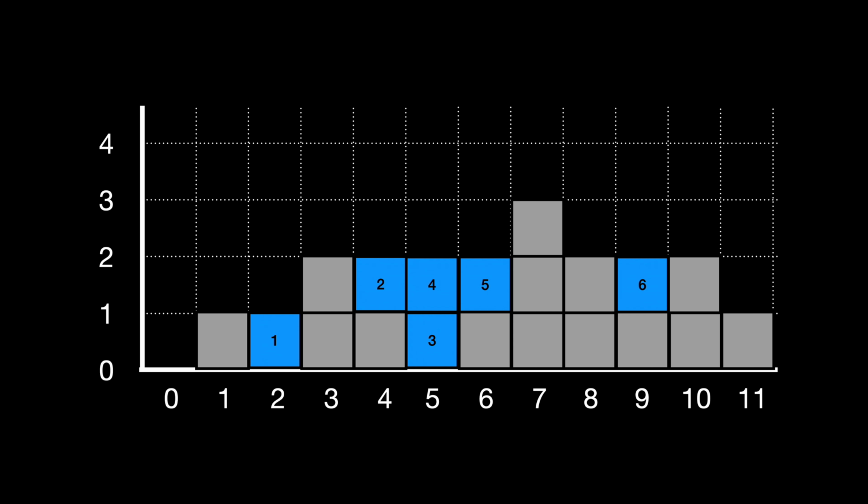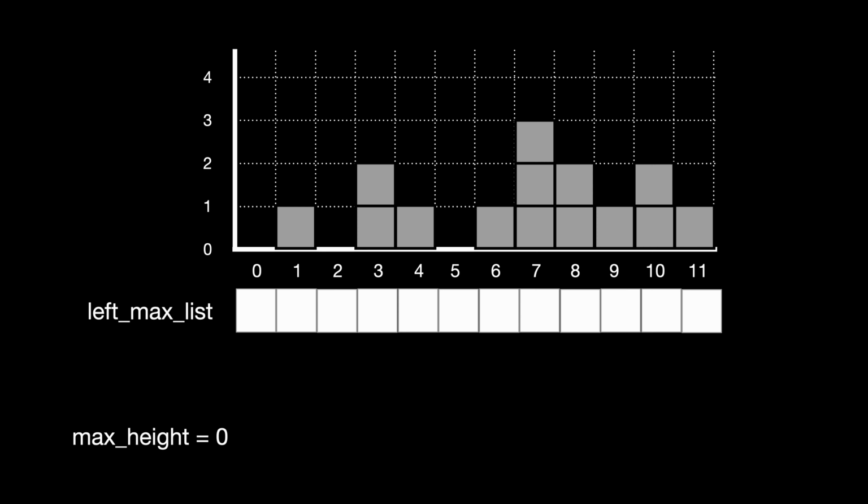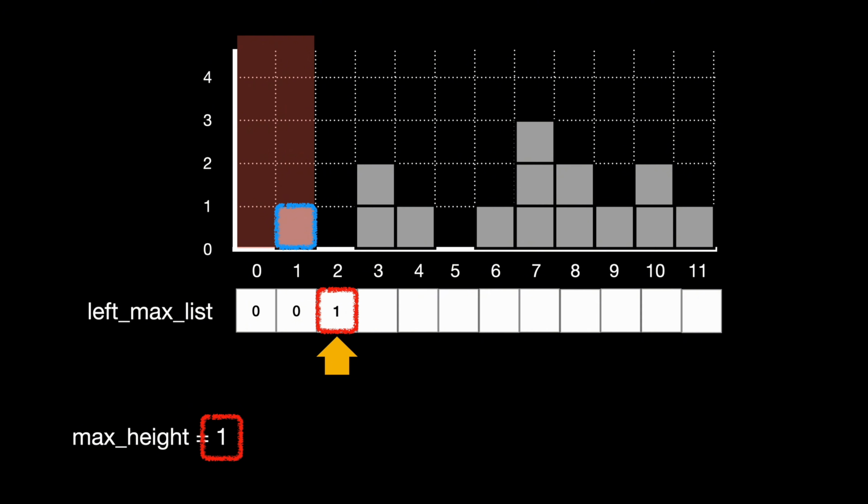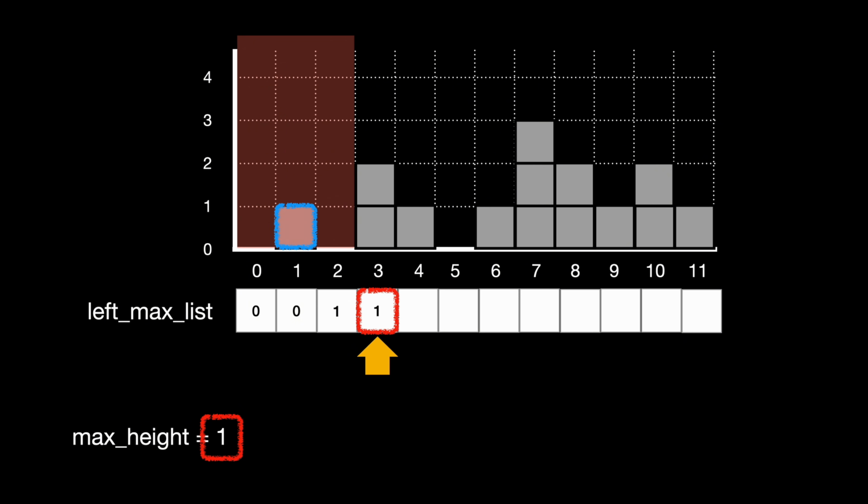First, we need to record the highest wall to the left of each position. We'll start from the far left and move 1 step at a time to the right. At each step, we'll keep track of the highest wall we've seen so far. At every index, we'll record max height as the left max, and then update max height if the current wall is taller. So we start at position 0. The height here is 1, so we record that in max height and move to the next position. That gives us a left max of 1 here, and then we continue.